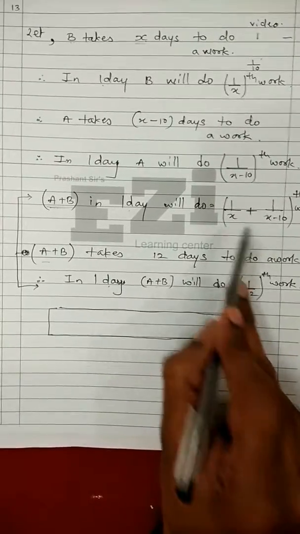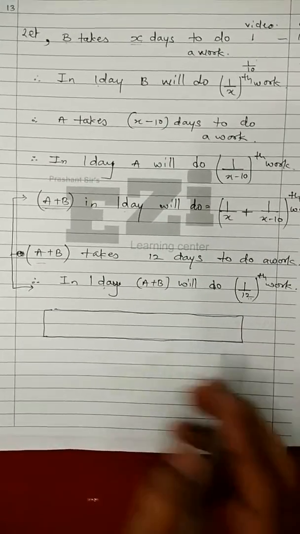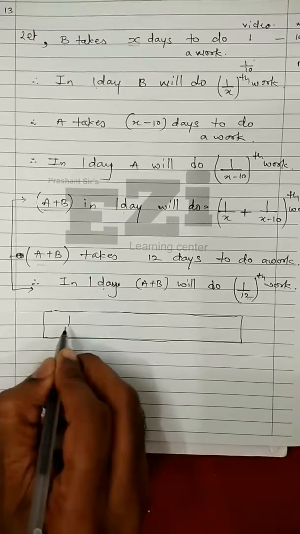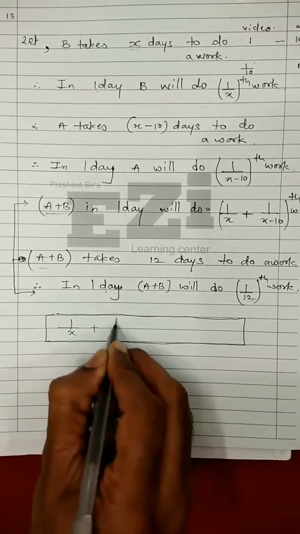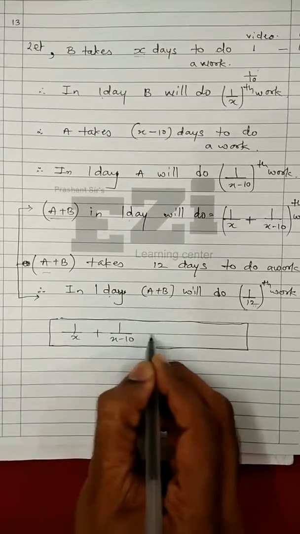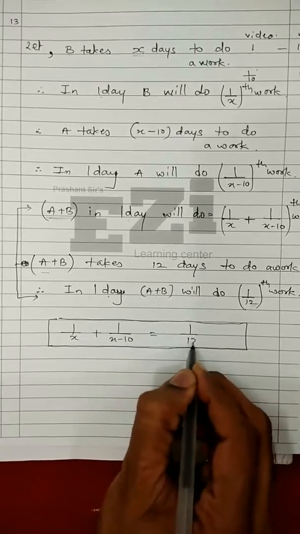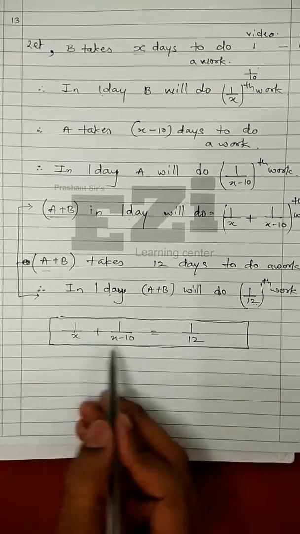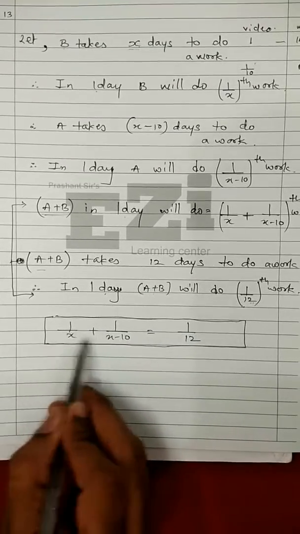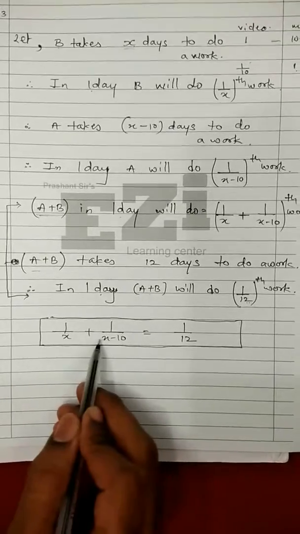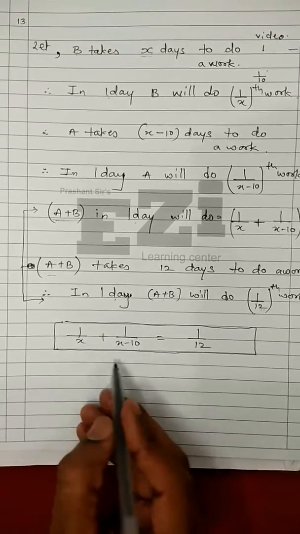So obviously this is equal to this one day's work. So what will be the equation? 1/x plus 1/(x minus 10) is equal to 1/12. And in my previous videos, I have already taught you how to solve these additions of fractions, or the subtraction of fractions, and how to solve this quadratic equation.